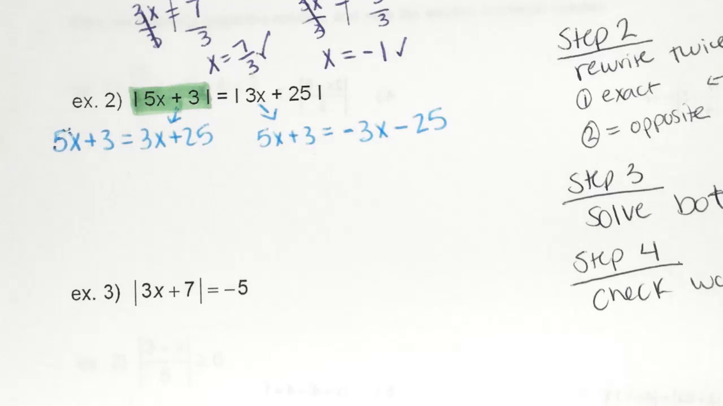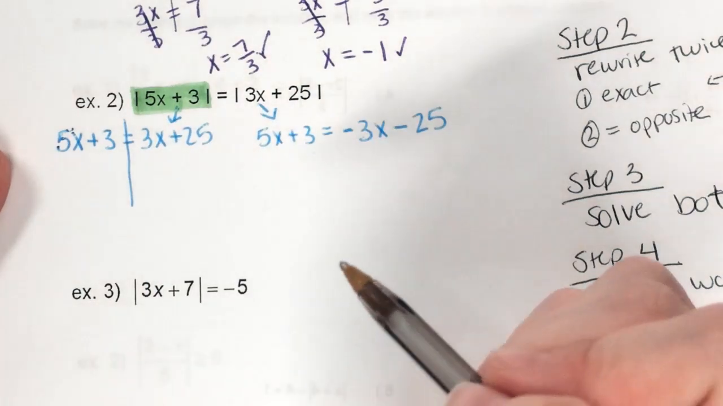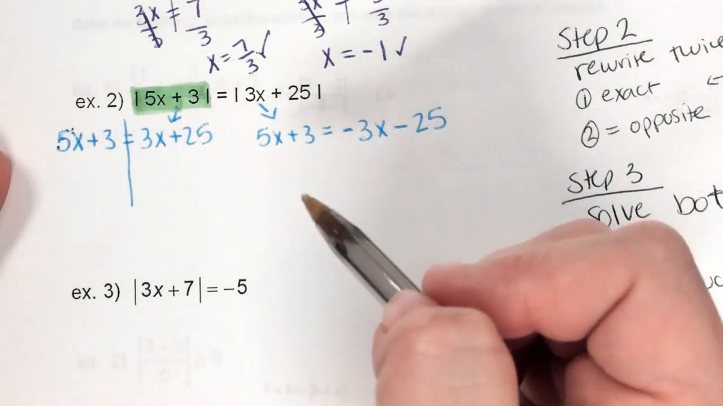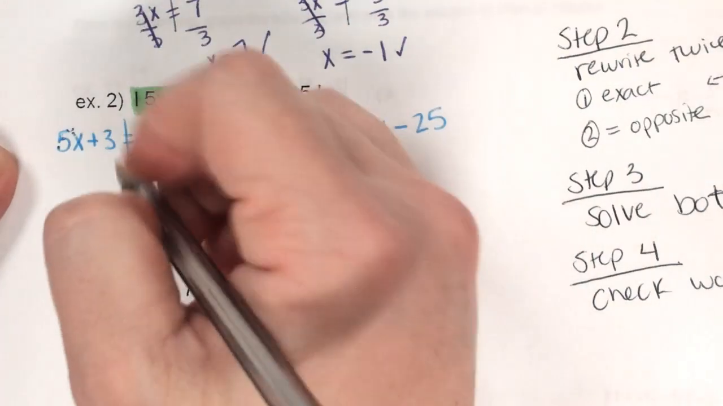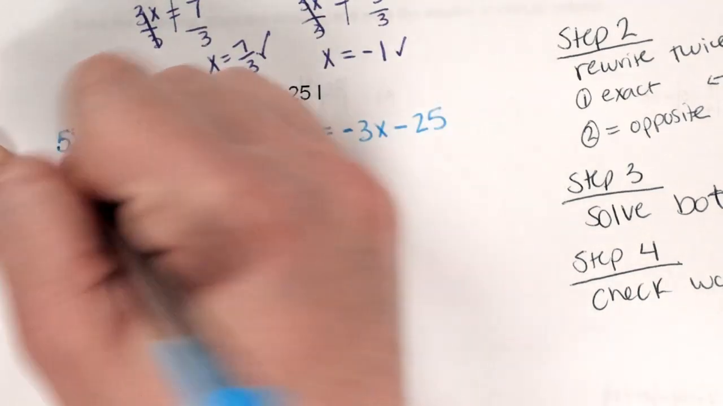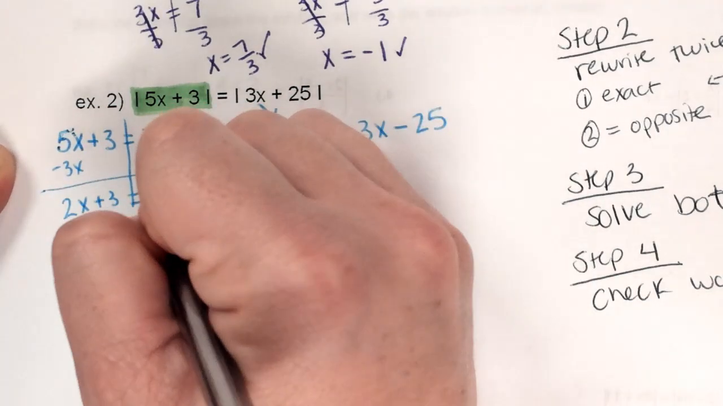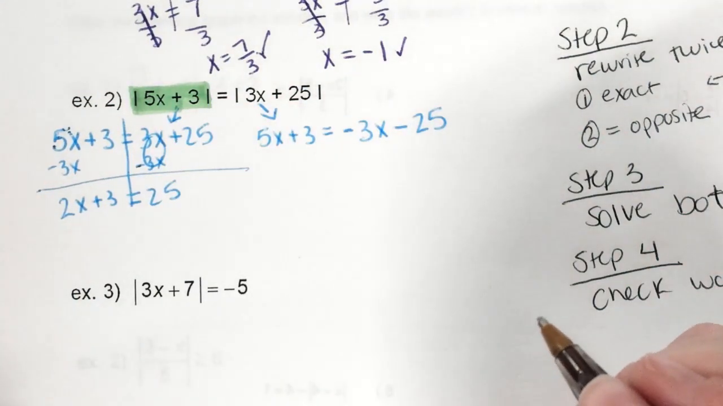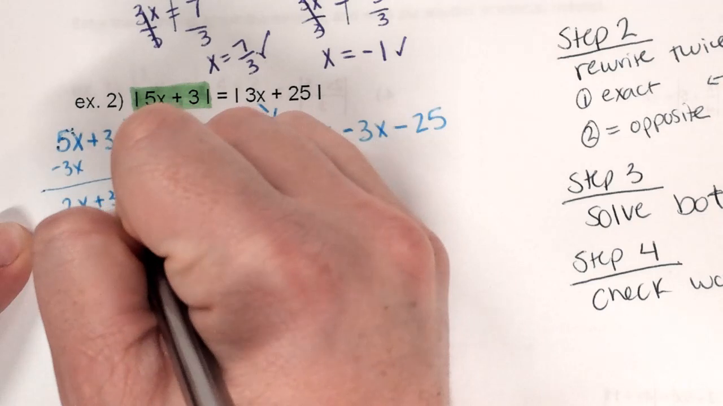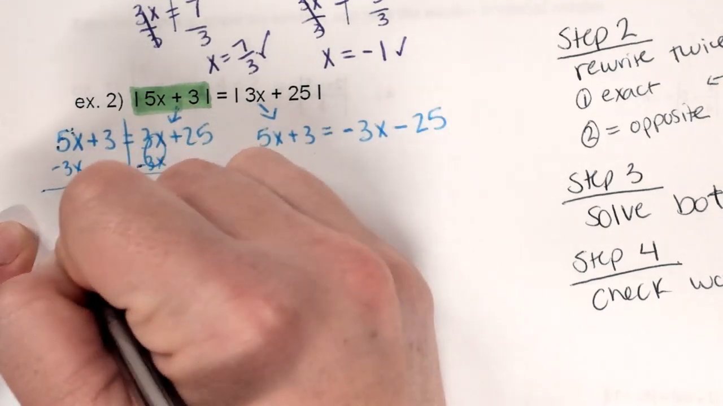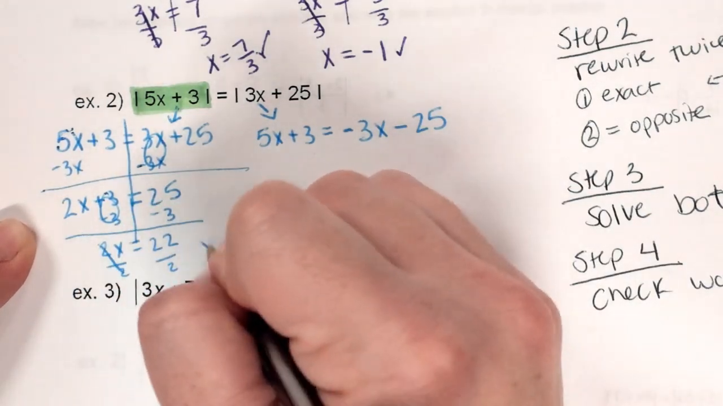Now we solve both. When I look on this side, I have variables on both sides. Doesn't matter which one I move first, but I like to move my smallest variable first, so -3x, -3x, and that leaves me with 2x plus 3 equals 25. And now does it look just like number 1 pretty much? Yeah, add or subtract and then divide. So I'm going to do -3, -3. And I get 2x equals 22. Divide by 2, divide by 2. I get x equals 11.